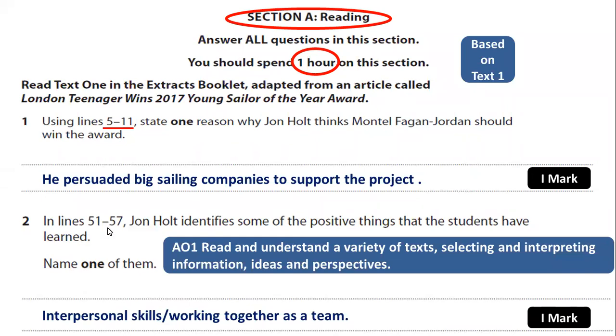In lines 51 to 57, you can see that in both the questions, you are given the line numbers. John Holt identifies some of the positive things that the students have learned. Name one of them. So this is probably testing your comprehension skills, your ability to grab information, understand the text, and also sort of interpretation. And this is much easier. Let's move on to the next slide.